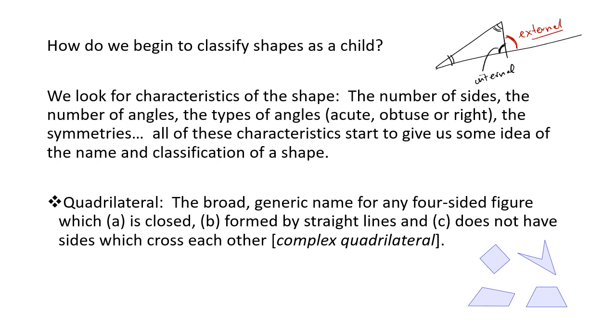So we're going to start with the most broad form of four-sided figures, which is a quadrilateral. Anything that has four sides and is closed and is formed by straight lines and does not have sides which cross over each other. And this is a little bit of a weird point. This is kind of optional, so if you find this confusing, then forget I talked about it. The book mentions that the sides can't cross each other. That's not entirely correct.